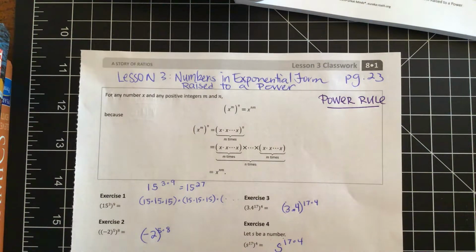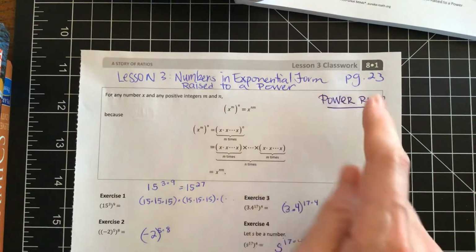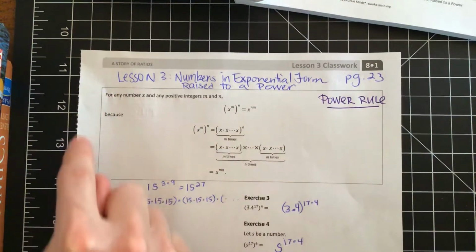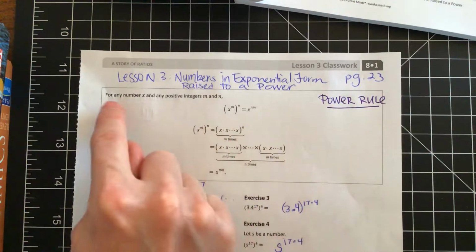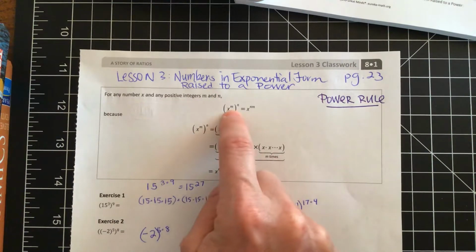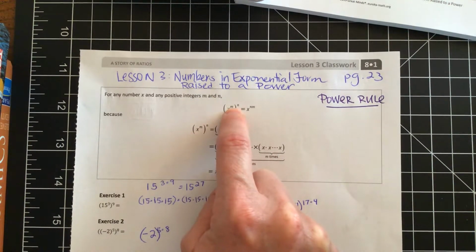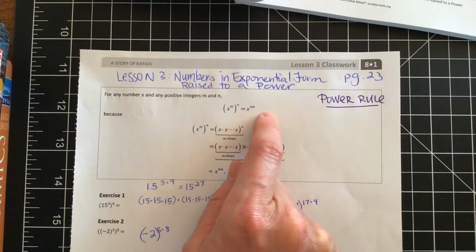Guys, we are on lesson 3, numbers in exponential form raised to a power. It's on page 23. And you're starting off by looking at the power rule. It's in a box. And it says for any number x and y and any positive integers m and n, x to the m power raised to the n power is equal to x to the n times m.